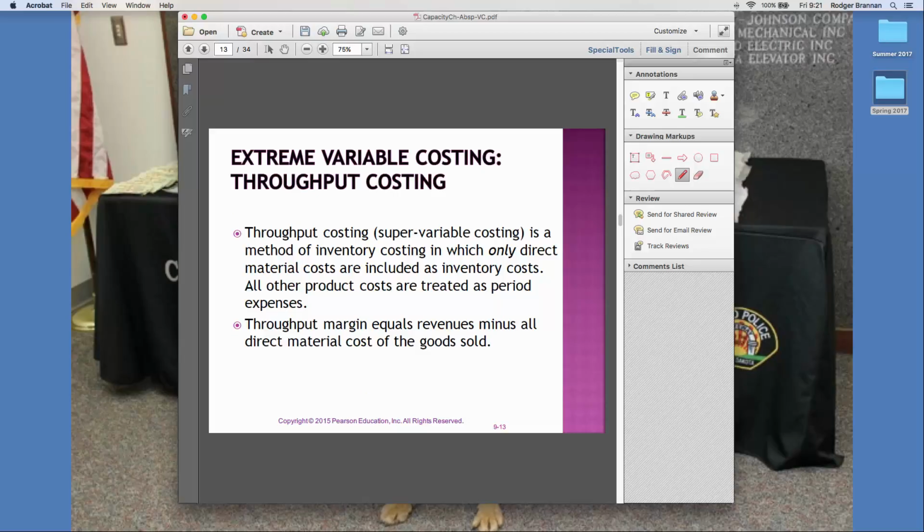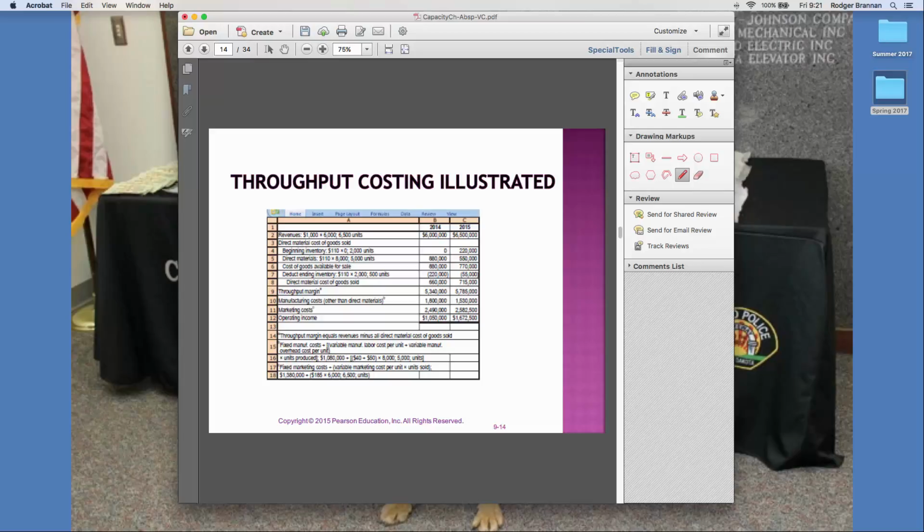Now, throughput costing, we're not going to really worry too much about in terms of calculation. But I may ask you a question or two more conceptually. Throughput costing is kind of an extreme version of variable costing. And what it does is say, look, the only cost that ends up in inventory is direct materials. Labor is normally treated as a fixed cost. Why? Because we guarantee labor a certain amount of money per year. And if they're working the same number of hours, or if they're guaranteed a certain amount of money, well, let's just treat it as a fixed cost and expense it.